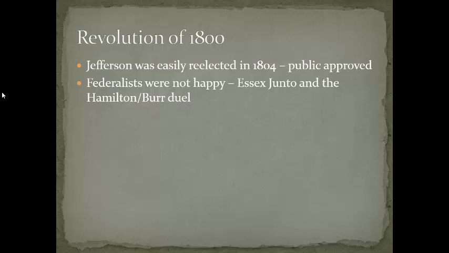So the leader of the Federalist Party is now dead, and Aaron Burr is a true outcast. The Republicans want nothing to do with him. The Federalists want nothing to do with him. He actually flees out to the West, where he spends most of the remainder of his life as an outcast. But Alexander Hamilton was the driving force behind the Federalist Party, and this is another huge blow to the Federalist Party of the United States.